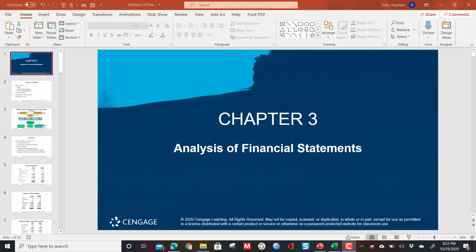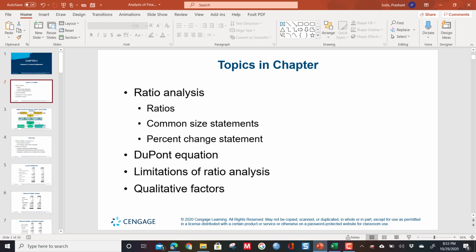Okay, so in this chapter, we're going to cover ratio analysis. So we'll talk about various ratios. Also, we'll have a quick discussion on common size statements and percentage change statements. And then we'll also talk about DuPont equations. We'll discuss limitations of ratio analysis and what other factors you should focus on when you're analyzing a financial statement.